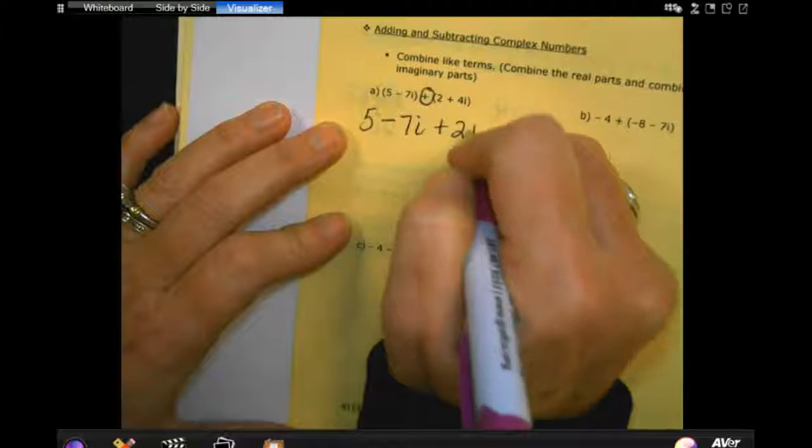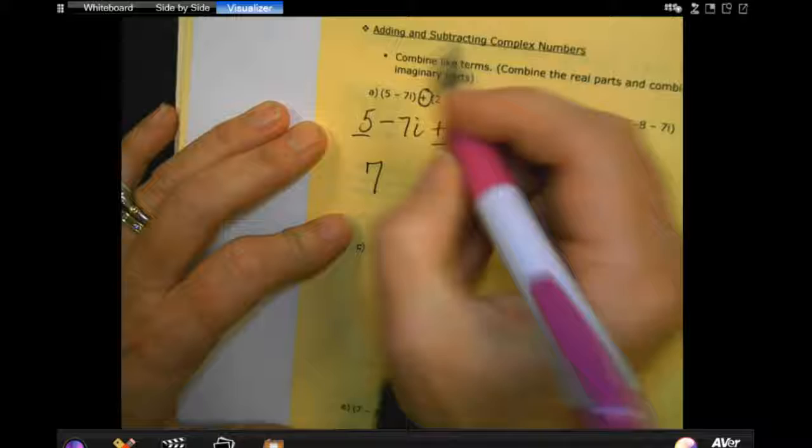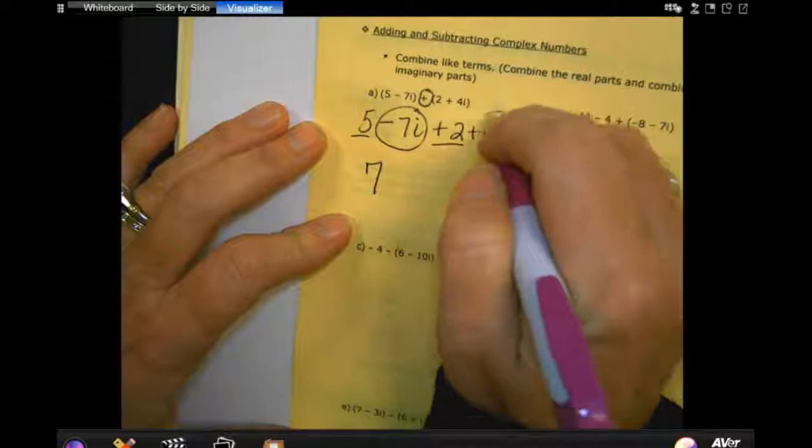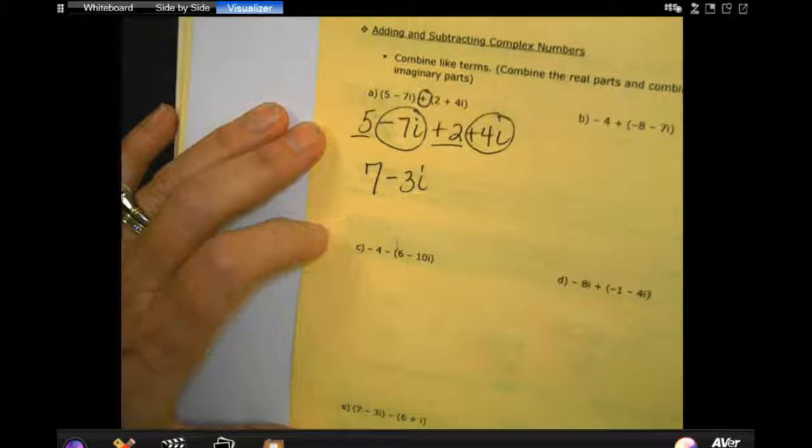So, the first thing, what am I doing here? I'm going to add, right? So this is like distributing a positive 1, correct? So I get 5 minus 7i plus 2 plus 4i. And what can I combine? The 5 plus 2 gives me 7, and negative 7i plus 4i gives me minus 3i.